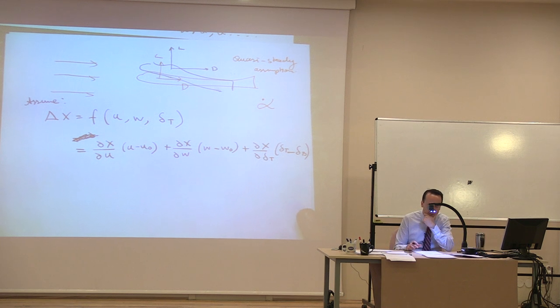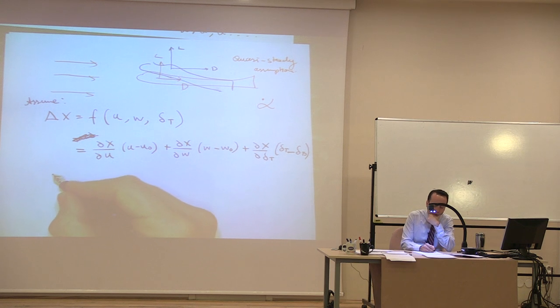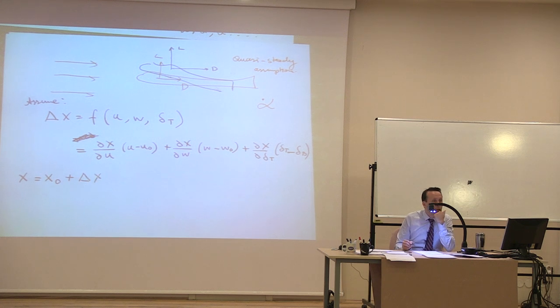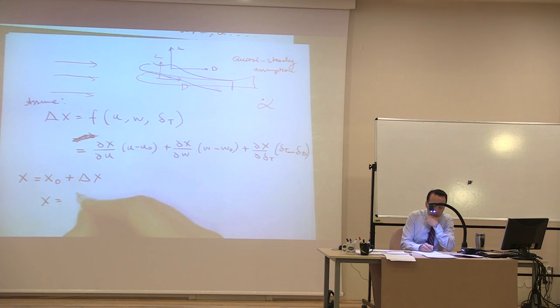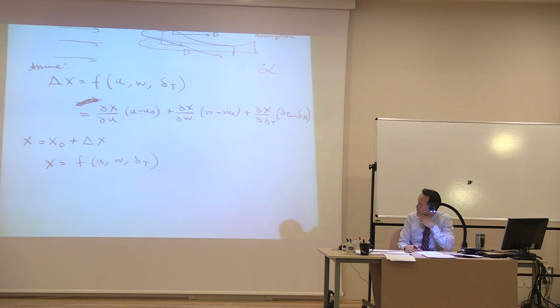How did I come to this idea? Well, you might want to think of it like this. X is equal to x0 plus delta x, right? Is that right? So, forget about this delta x. Let's just think of this: X is a function of f u w delta t. Okay?